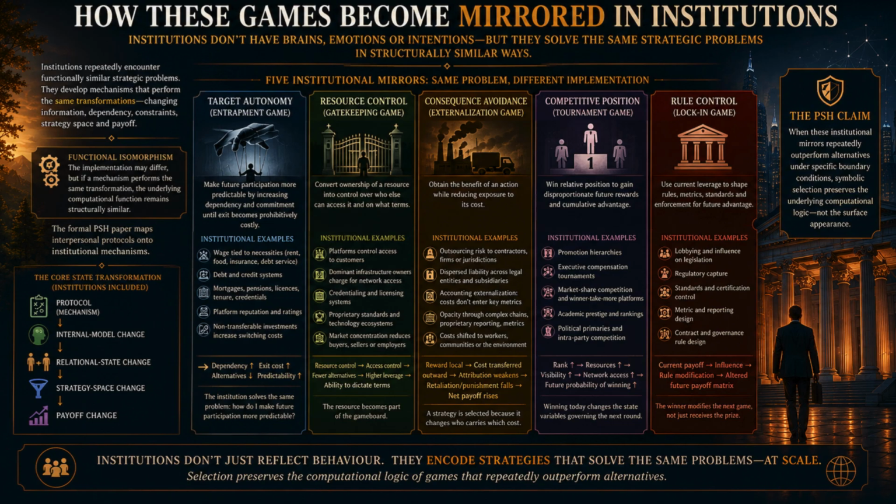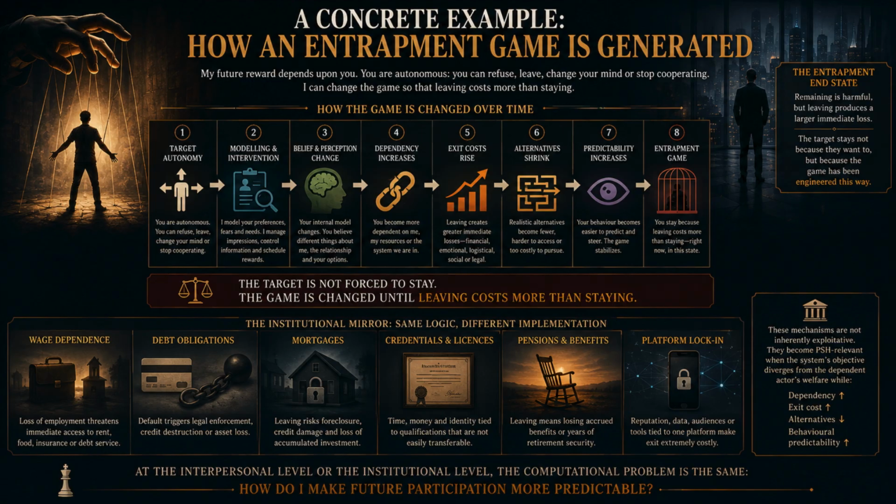So now let's get to a solid example. Like we've talked about, how psychopathy solves particular problems in symbolic systems, and what kinds of games are produced from those solutions, right? So I wanted to go through how an entrapment game is generated. How does an entrapment game actually emerge? Let's look at what happens when a psychopath solves the target autonomy problem.